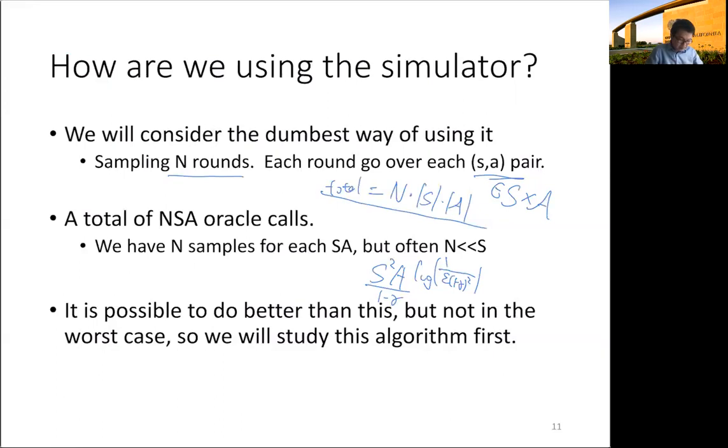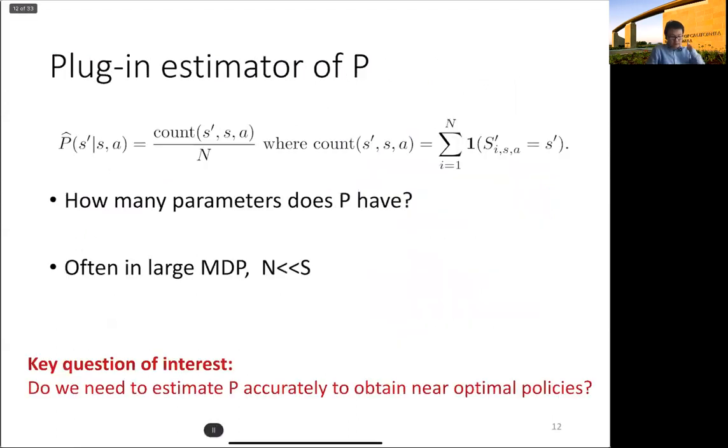Okay, so far we consider this approach of collecting data and running the simulator. There are better ways, obviously, but for now we'll focus on this one, mostly because in the worst case, this is without loss of generality. In the worst case, there are no other ways that do substantially better than this seemingly naive approach of just going around all state action pairs.